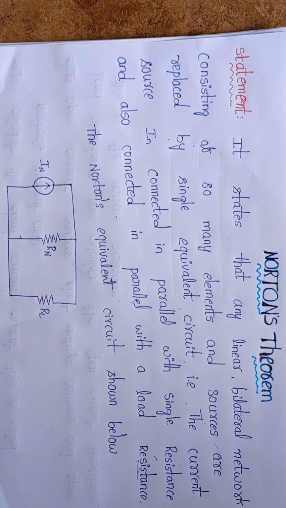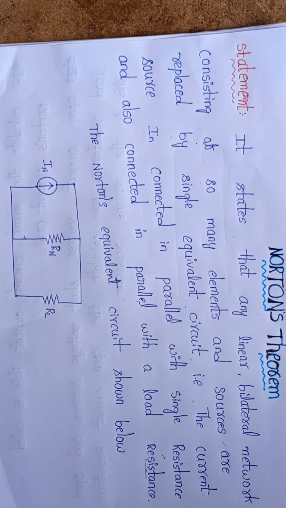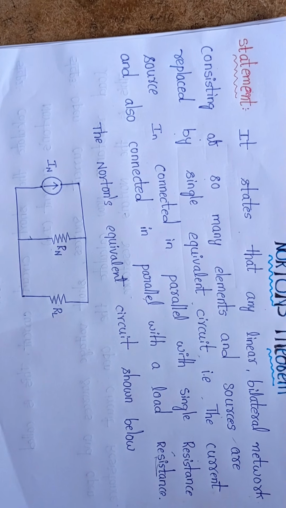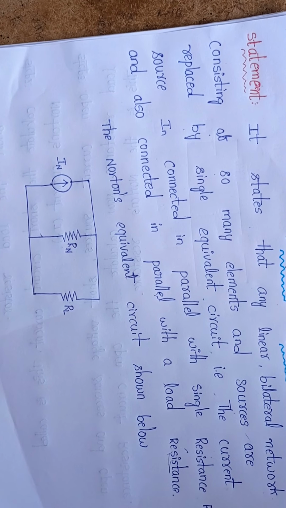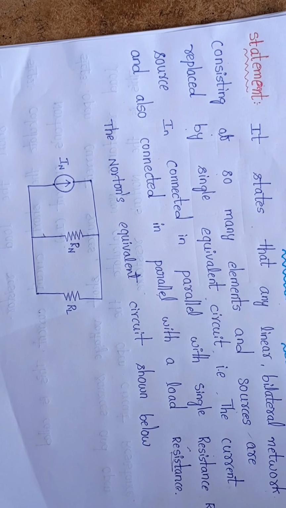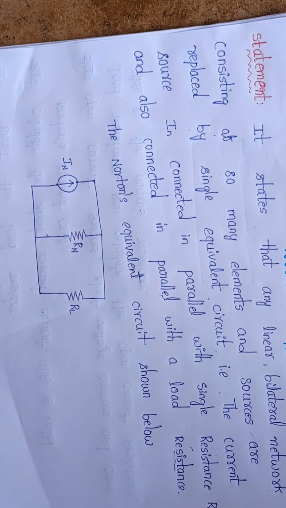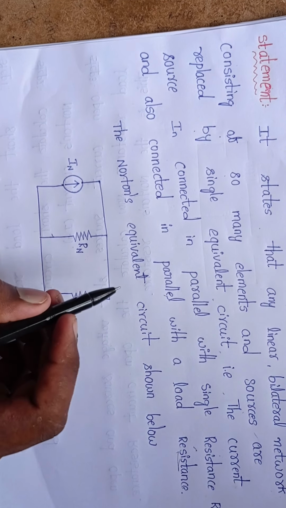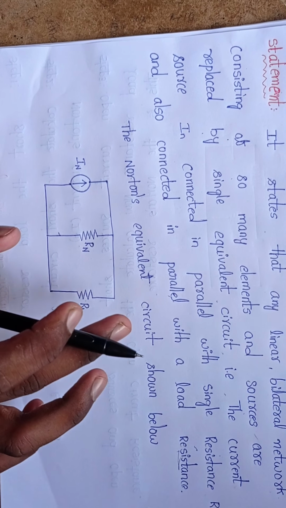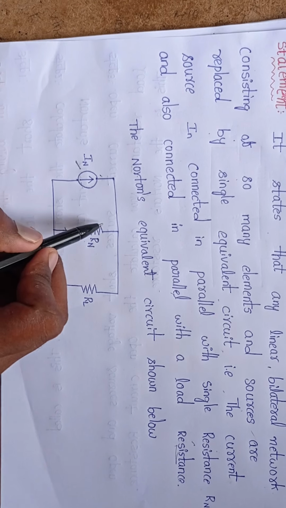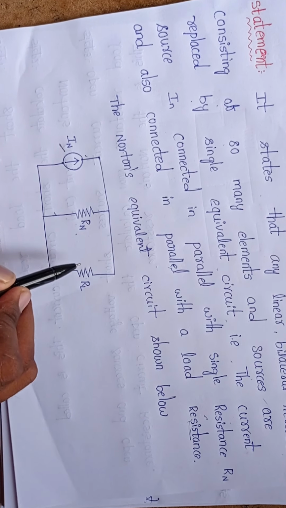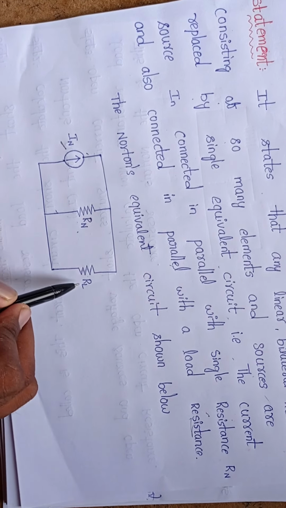Norton's theorem states that if we have a circuit that consists of a number of elements and sources, we simply replace them by a single current source connected in parallel with a single resistor, and also connected in parallel with the single load resistor. This is the Norton's equivalent circuit. Here a single current source is connected in parallel with a single resistor and also in parallel with the load resistor.